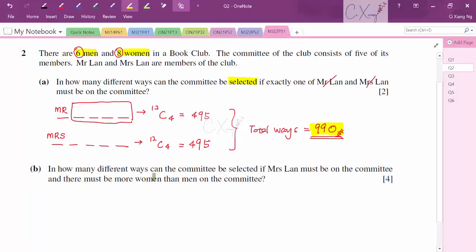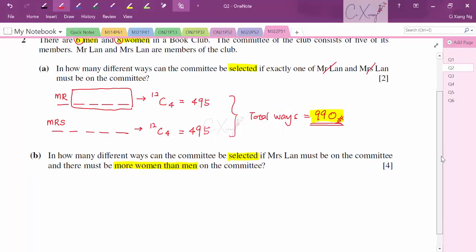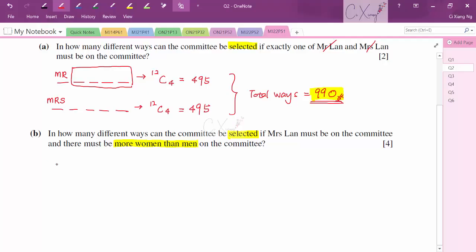In how many different ways can a committee be selected? Again, this is the keyword that involves the combination. If Mrs. Lan must be in the committee, and there must be more women than men on the committee. So there's another restriction here. They are asking for more women than men, and Mrs. Lan must be in the committee. Okay, so maybe we can list out all the possible cases first.